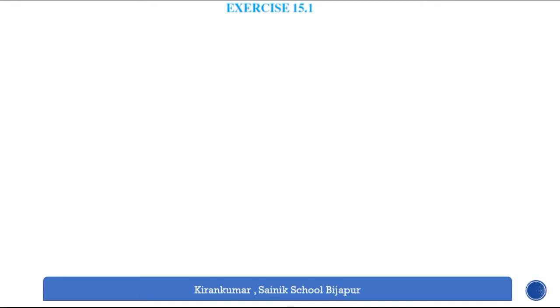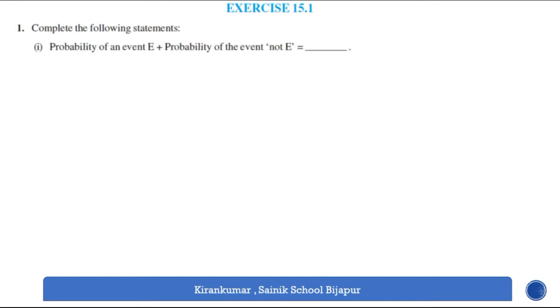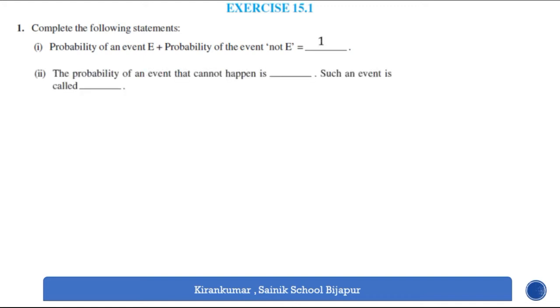Here is the first question. Complete the following statements. In the first sub-question, probability of an event E plus probability of event not E is equal to 1. The probability of an event that cannot happen is dash. Such an event is called dash. Probability of an event that cannot happen is always 0, and such an event is called an impossible event.